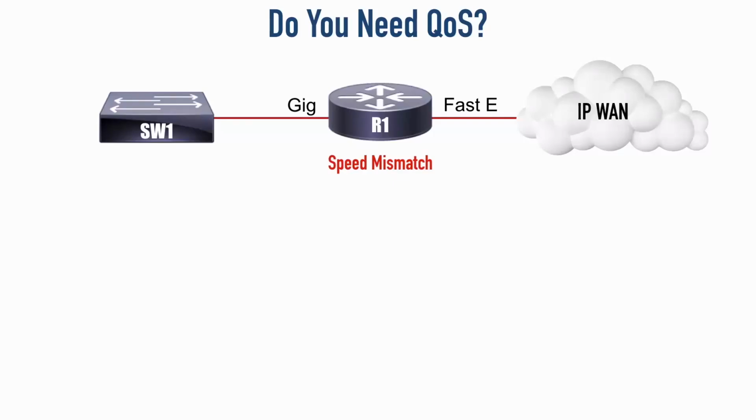In this video, we're going to take a look at some different quality of service, or QoS, mechanisms. First, let's identify when or if we might need QoS. One time we might need QoS is in a situation like this where we have a speed mismatch. Notice that we're coming into router R1 on a gig link, but we're going out to the IP WAN on a Fast Ethernet link. That's a 10-to-1 speed mismatch. And if traffic is coming in faster than we can send it out, that could cause some congestion on the output interface of that router.